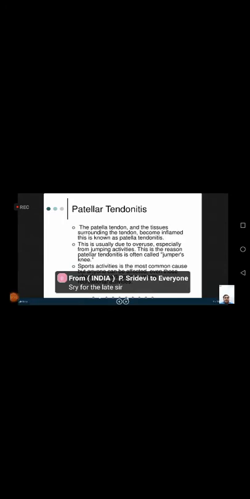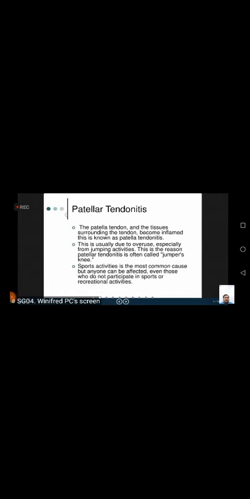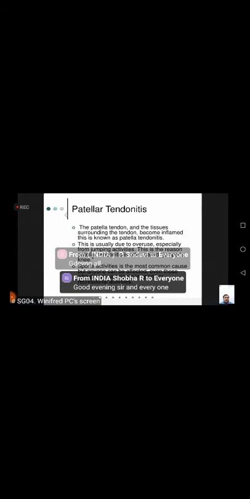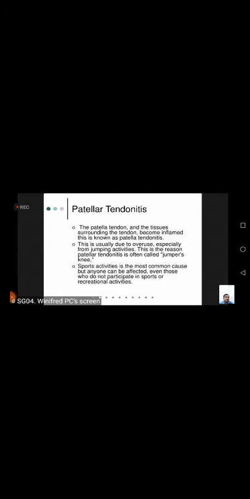In patellar tendinitis, the patellar tendon and the tissue surrounding the tendon go into inflammation, right? Inflammation is a sign with a few features like swelling. So there would be swelling, pain, and tenderness around that area. That causes the inflammatory signs.